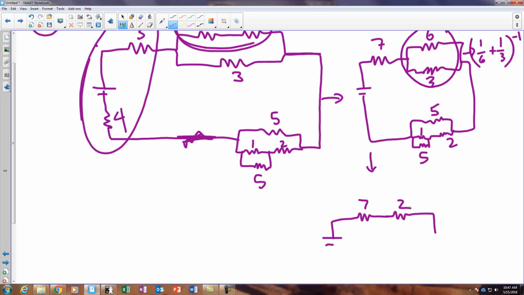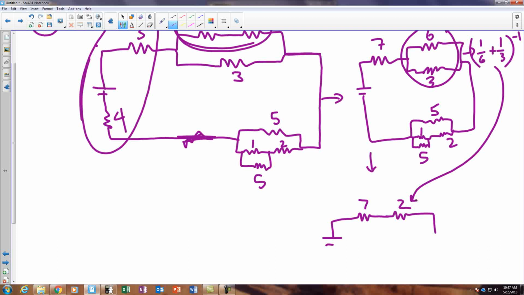Turns out to just be 2. Okay. So this right here became that. Instead of having that parallel chunk, I just put the 2 there. All right, now here, this is where things get a little more complicated.